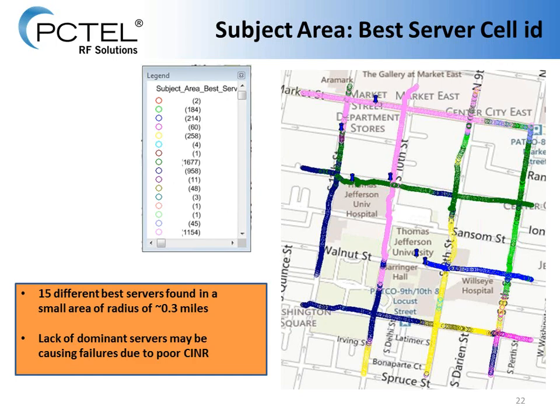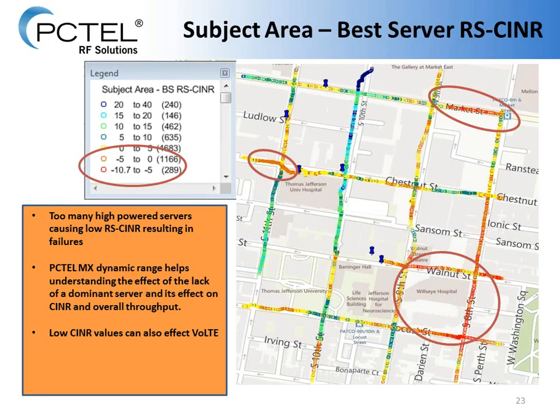So what we look at now on the next slide is we wanted to dig a little deeper into this area and actually look at what the CINR or SINR is in this area. And we suspect because you have a lot of best servers and a lot of PCIs getting in this area, you probably have too many high-powered servers, which is causing low CINR, resulting in failures. And indeed, we do see that in this case.